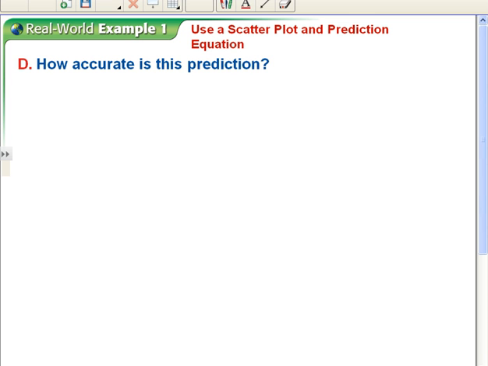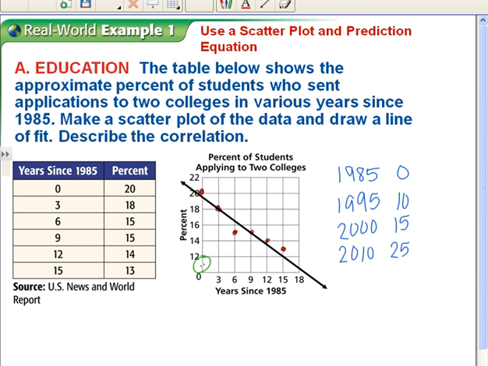How accurate is this prediction? Well, the accuracy all depends upon the data that we got the information from. So if you go back and look at this graph that we made, we're looking at, are most of the data points close to the line, or are they all scattered out? If they are all close to the line, we can be pretty confident in our estimate.